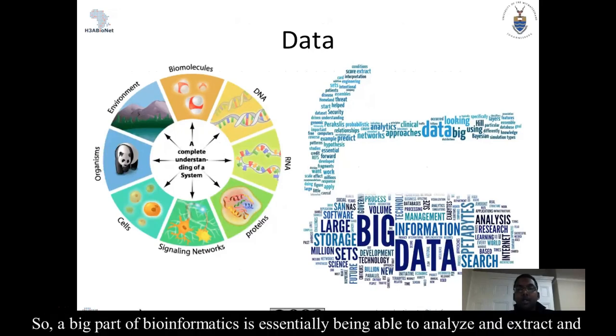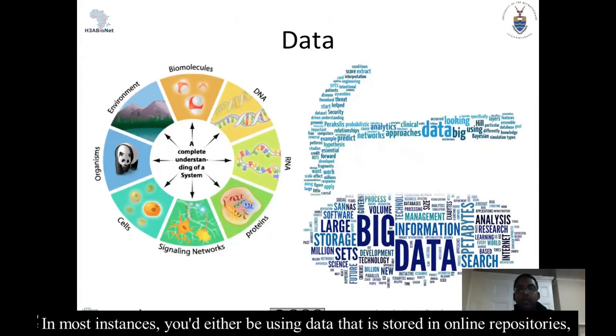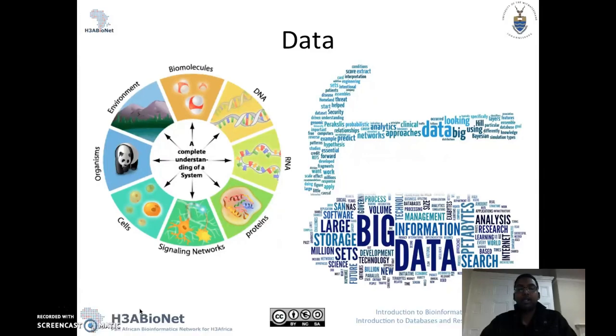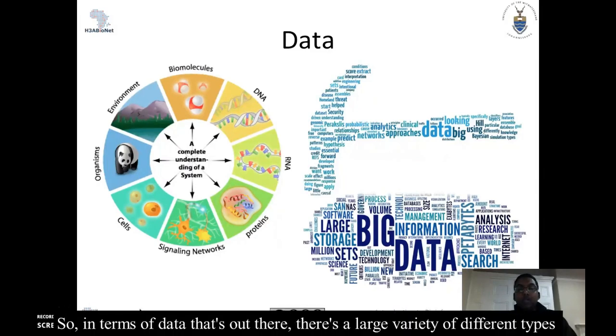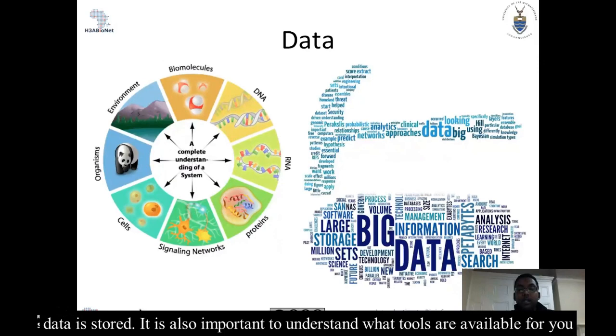So a big part of bioinformatics is essentially being able to analyze, extract and access data. In most instances, you'd either be using data that is stored in an online repository or generating data yourself and then trying to analyze the data. In terms of data that's out there, there's a large variety of different types of data, and it's important to understand how this data is stored and where the data is stored.